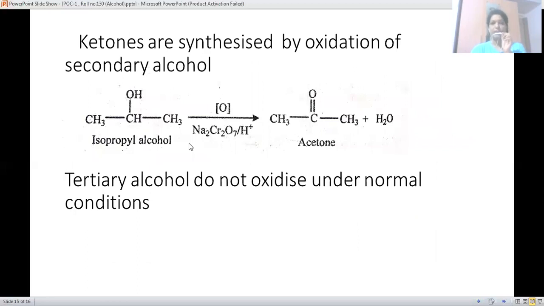If a ketone is synthesized, it's a very important reaction. If isopropyl alcohol, a secondary alcohol, is oxidized in the presence of sodium chromate, acetone is formed, and one molecule of water is released. But a tertiary alcohol does not oxidize under any condition because it's not stable in this condition.